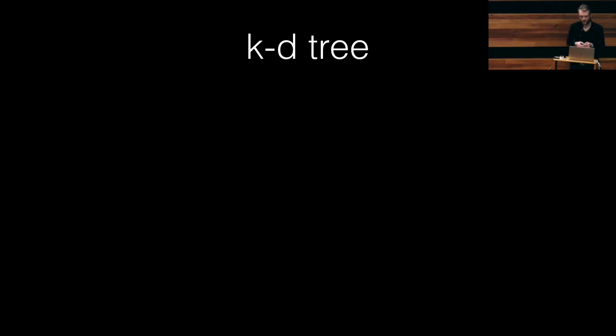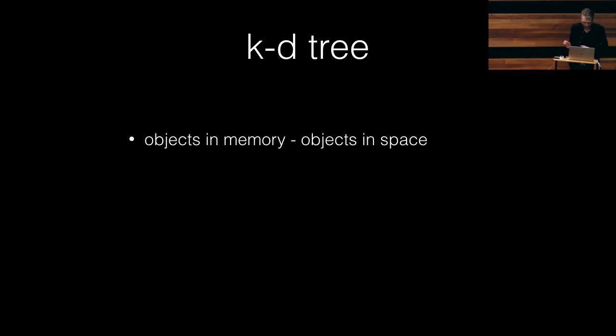KD tree just means that we're in a k-dimensional space. In the beginning, let's talk about two-dimensional space, but you can have any dimension you want. Me as a mathematician, I don't care how many dimensions. For me, this is the simplest way of explaining the KD tree: we want to make sure that the points in our data structure are arranged in a way that corresponds to how the points are related in space.